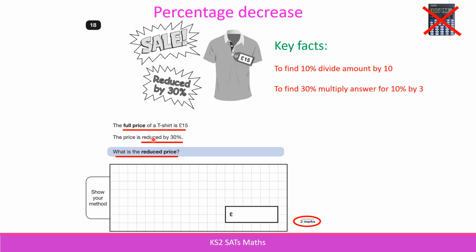Then we're going to reduce the answer by 30%. So this word reduce means subtract. So this is a discount. So you're going to subtract from the original amount the reduced price from the full amount, and that will tell me what the reduced price is. And remember to write your answer in the box.